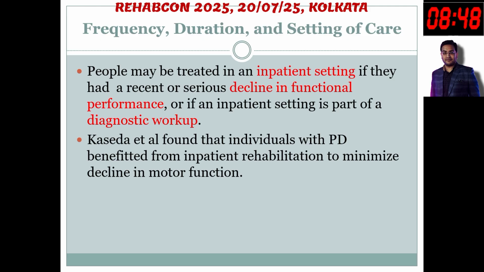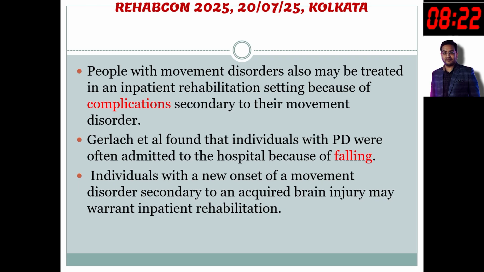So how do we determine the frequency, duration, and the setting of care for a patient with movement disorders? Patients may be treated in an inpatient setting if they had a recent or a serious decline in functional performance, or if an inpatient setting is part of a diagnostic workup. Casada et al. found that individuals with Parkinson's disease benefited from inpatient rehabilitation to minimize decline in the motor function. Patients may also be treated in an inpatient setting because of secondary complications to the movement disorder or because of falling, as found by Gerlach et al. Individuals with a new onset of movement disorder secondary to, suppose, an acquired brain injury may also warrant inpatient rehab.